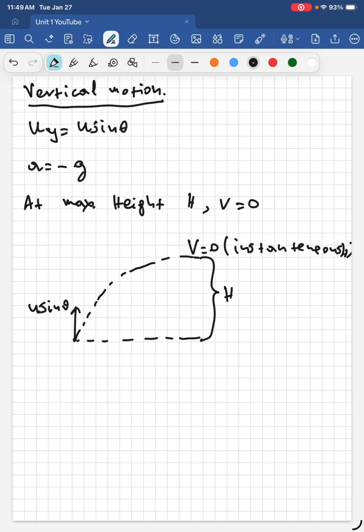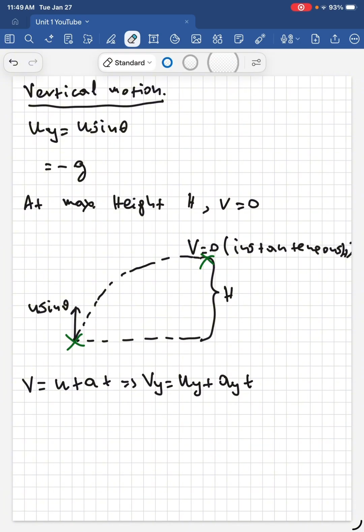Which SUVAT equation is the best to use? To find the maximum height, we need to know the time needed to travel from this position to this position. How can we find that? We can use v equals u plus at, or in our case, vy equals uy plus ay times t, where ay is the acceleration in the y direction, which is minus g. Let's plug in everything we know.